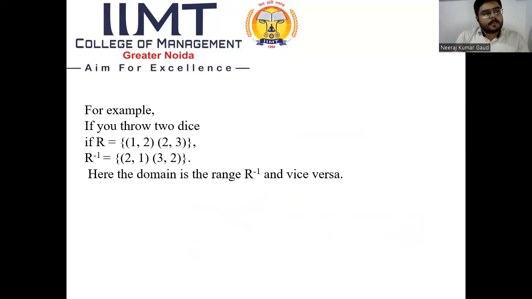Now we can take another example. For example, if you throw two dice, if R is {(1,2), (2,3)}, then R inverse will be {(2,1), (3,2)}. Here the domain of R is the range of R inverse and vice versa.